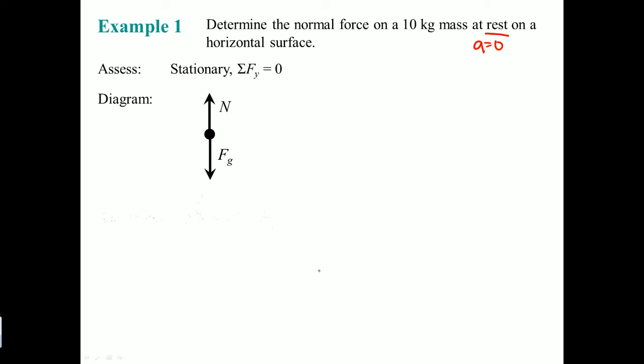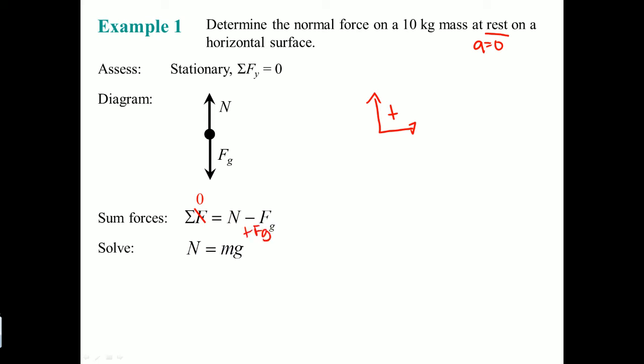Now you do the sum of the forces. What are the 2 forces here? N and FG. FG is going down because anything up and to the right is positive, so we write minus FG. Then we add FG to both sides. Therefore, N is equal to mg. mg just comes from the force of gravity. Make the substitution here and you get the normal force equal to 98 newtons.